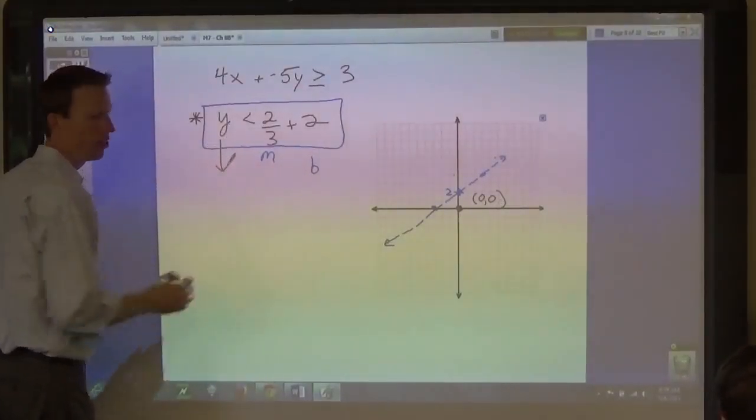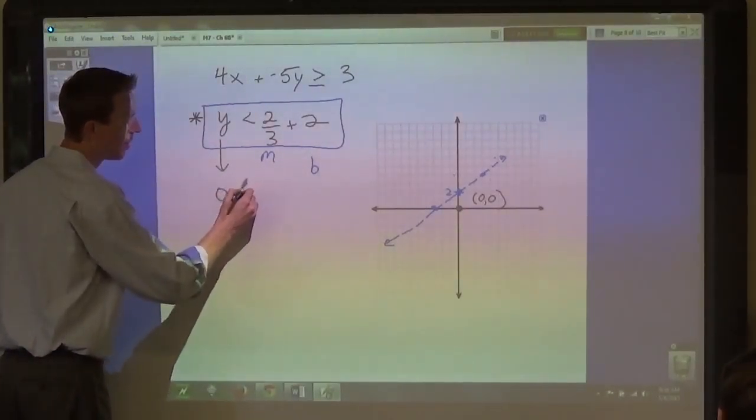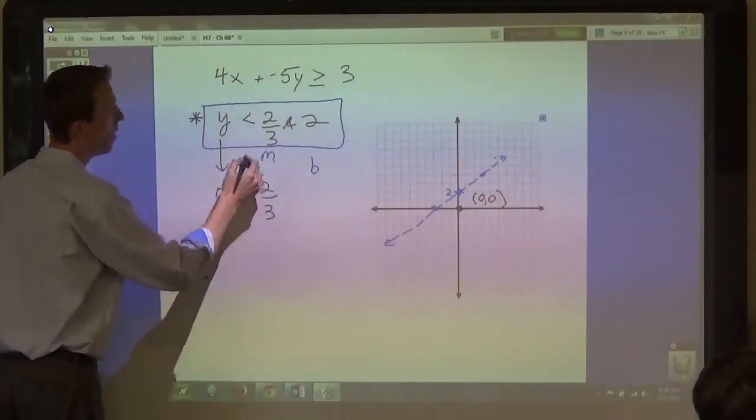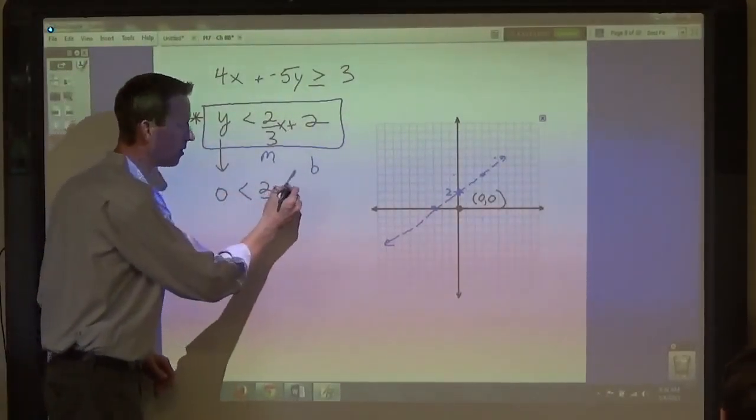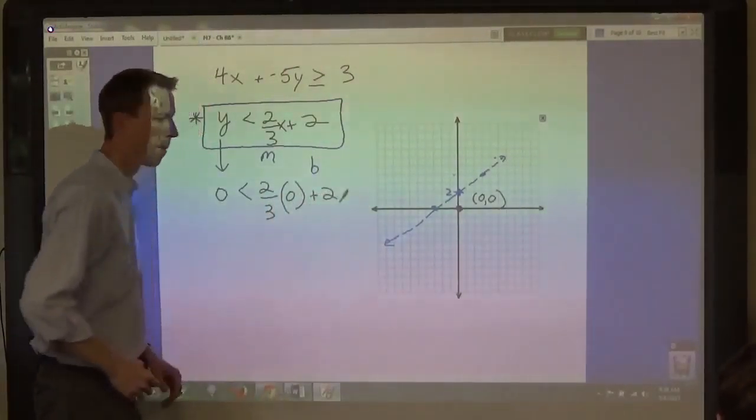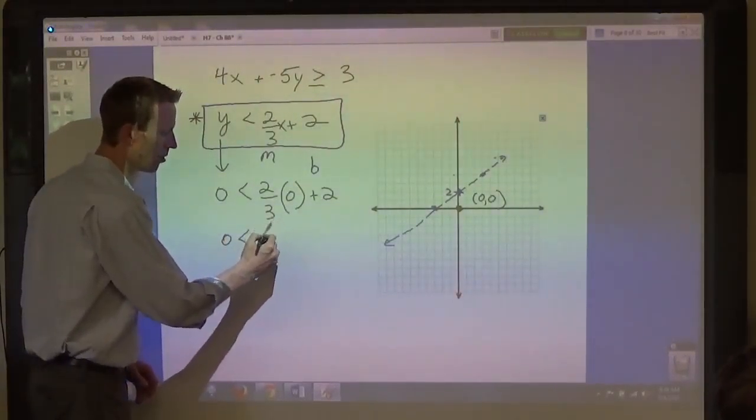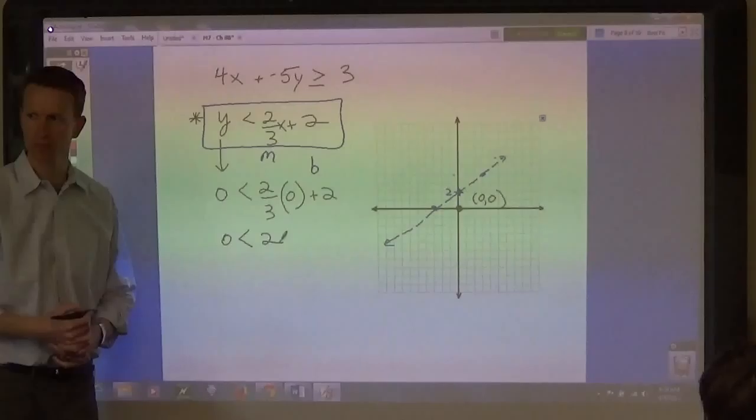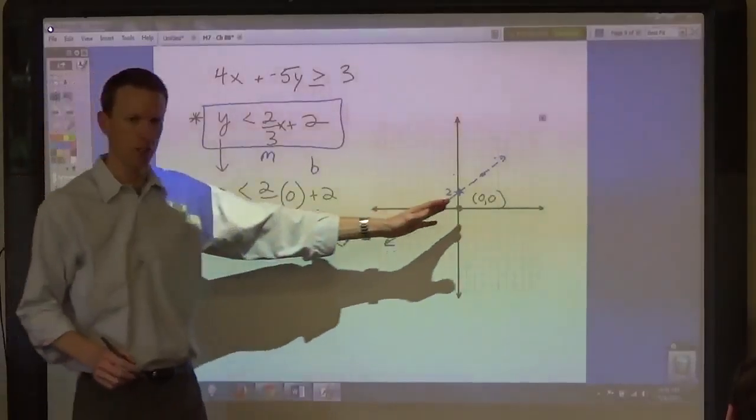So, instead of using y, we're going to use what number? 0 is less than 2/3 x. Whoops, I forgot the x when we did this. 2/3 x. So 2/3, instead of x, we're going to use 0, plus 2. Then simplify that. 0 is less than 2. Is 0 less than 2? Is that true or false? True. Yeah, that's true. 0 is less than 2.